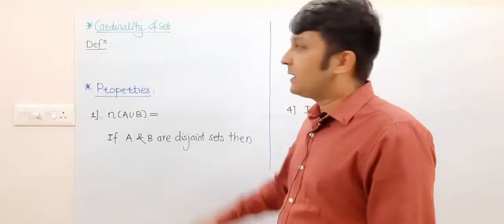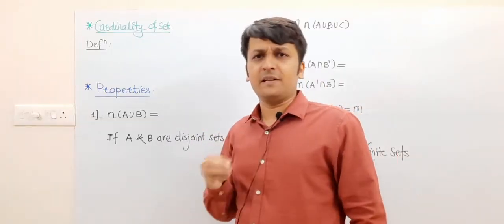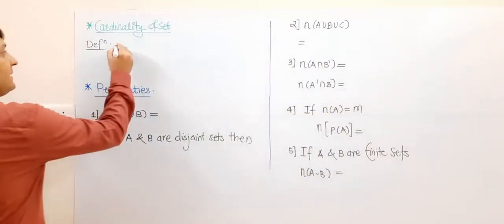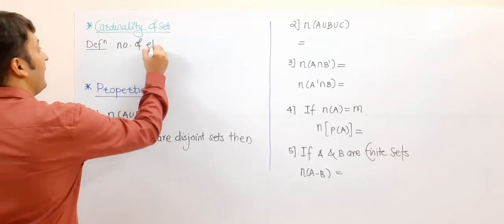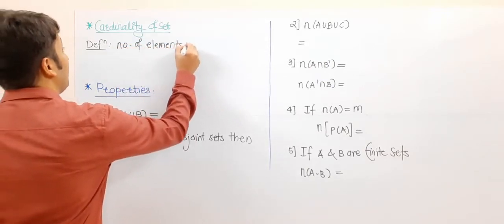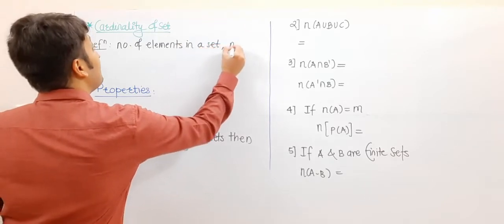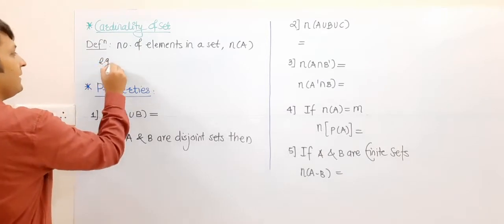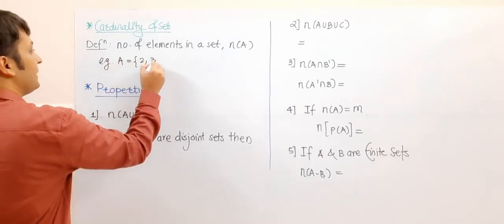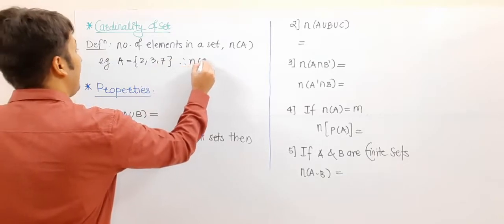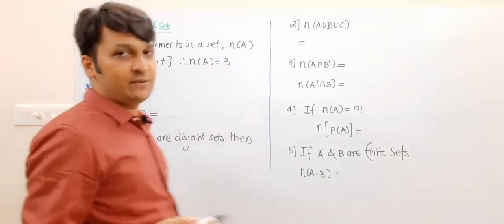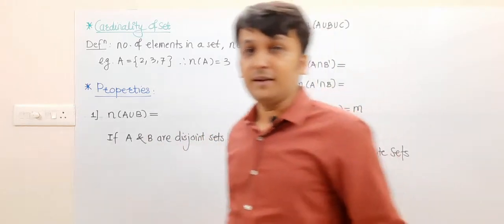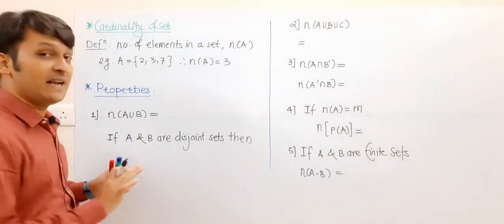Next point is cardinality of a set. We have already discussed what cardinality of a set is. I will revise it once again. Cardinality means the number of elements in a set, denoted by n of A, correct? For example, I have a set like 2, 3 and 7, then n of A is 3. Why? How many total elements do we have in the set? 3. So that is called the cardinality of a set. We have these properties, and if you remember, you did all these properties in previous standards also.